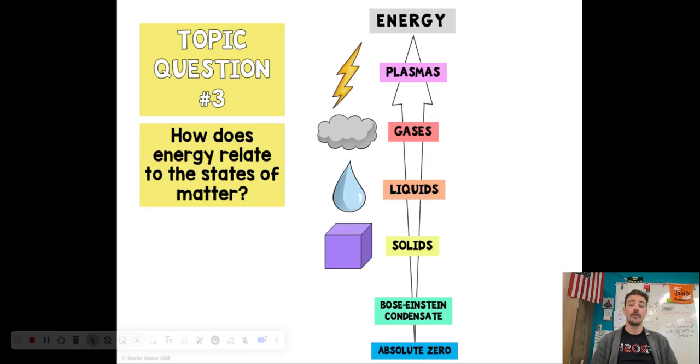Topic question number 3. How does energy relate to the states of matter? Right here we've got our energy starting with absolute zero, having the lowest amount of energy, the Bose-Einstein condensate above that, then solids, then liquids, then gases, and then plasmas would be considered to have the most energy of all forms of matter.